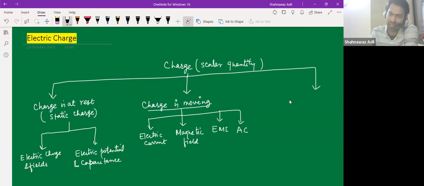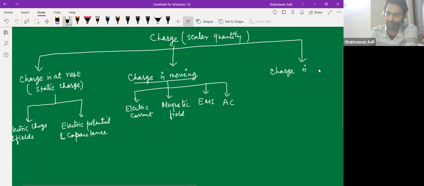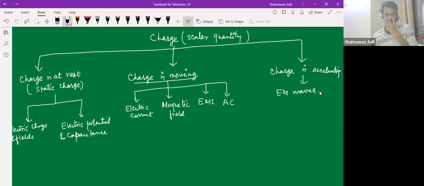And then in the last part, the charge is accelerated. So charge is accelerating, then you have electromagnetic waves. So this is your whole first book, right? This is how this book is divided.